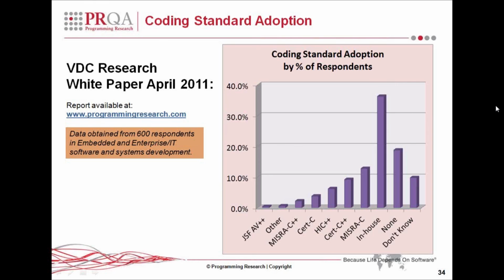This shows the adoption of the coding standards by the 600 people who replied to this question. So you'll see that the ones that are used most frequently are in-house coding standards. But the standard ones that I showed on the previous page, we have MISRA C, Cert C++, HICPP, Cert C, and MISRA C++. Interestingly, a lot of people don't know whether they have a coding standard or not.